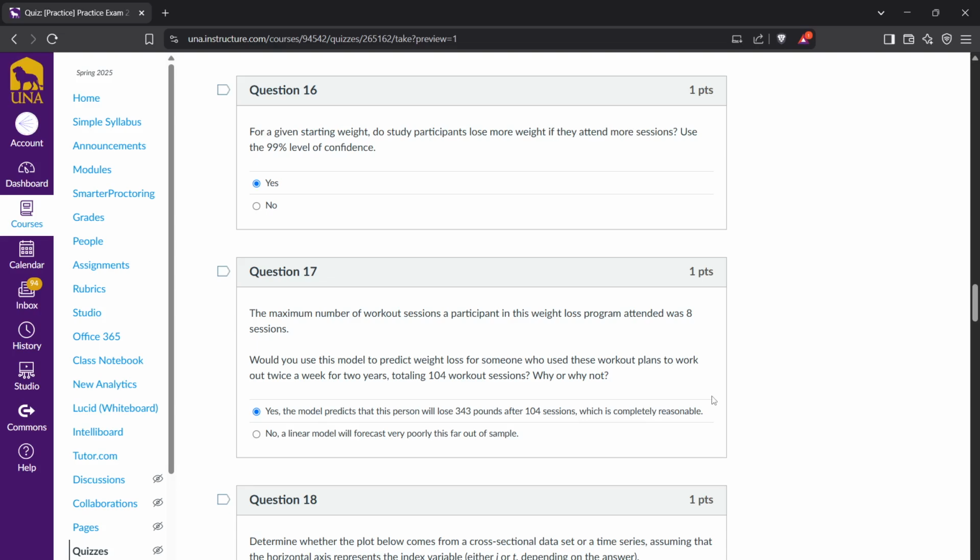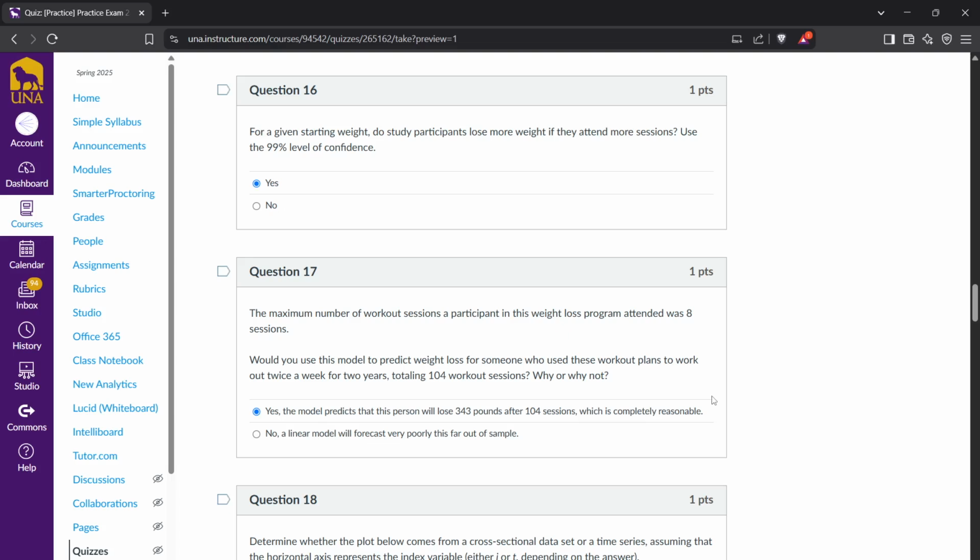It's possible that the people in this sample were initially very, very, very heavy, and perhaps they did have 343 pounds to lose. And if you're laughing, well, it seems like that could be pretty extreme, okay? Well, imagine if we make this question even a little bit crazier. So instead of 104 workout sessions over 2 years, let's make it something like 6 years, and then we'll have 312 workout sessions. All right. Then you're going to lose over 1,000 pounds. At some point, this simply doesn't make sense to try to extrapolate.